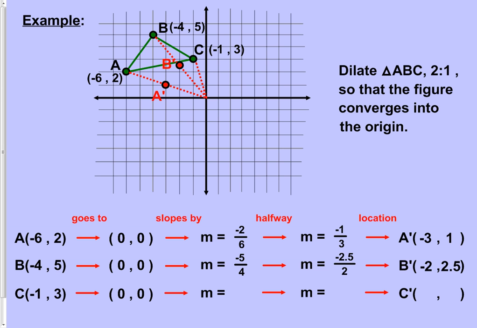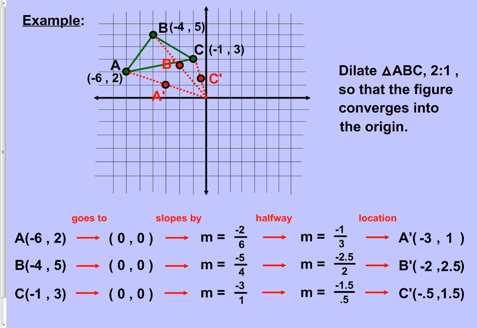Point C, how does C get to the origin? The slope would be down 3 over 1, so a -3 over 1. Halfway would be down 1.5 over 1/2. So where would that put point C at? It would put it at -1/2, +1.5. So point C has moved halfway to the origin.